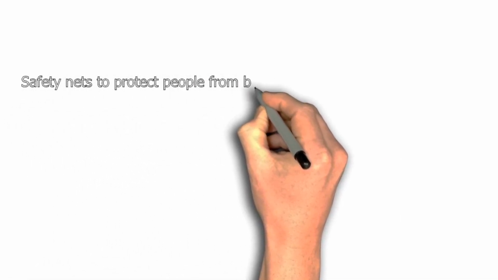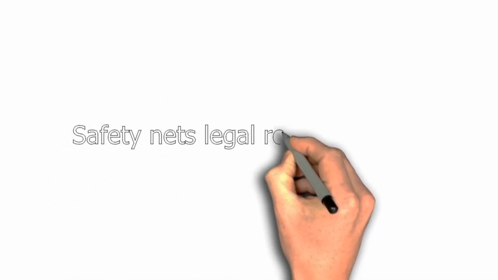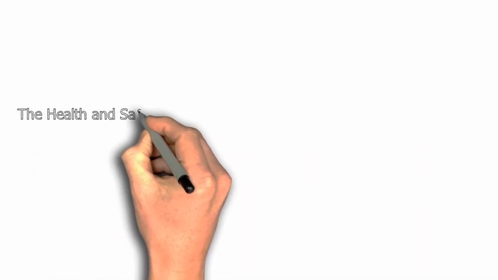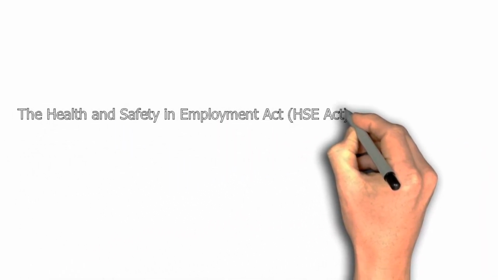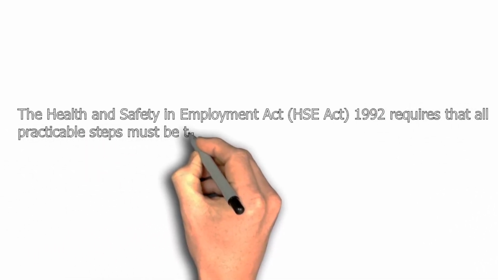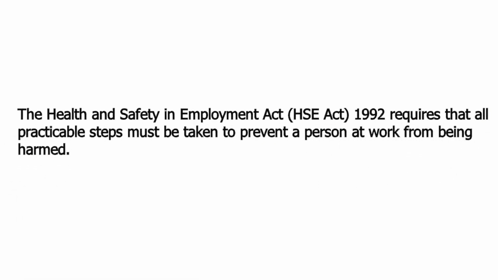Safety nets purpose. Safety nets protect people from being injured by a fall from a height. Safety nets legal requirements. The Health and Safety in Employment Act, HSE Act, 1992 requires that all practicable steps must be taken to prevent a person at work from being harmed.